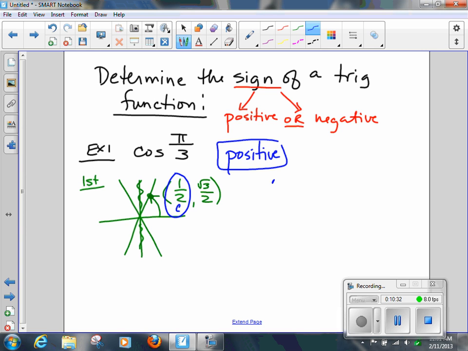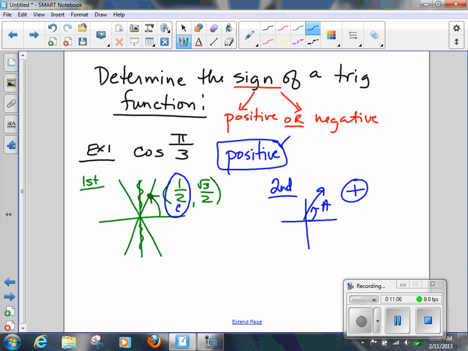Second way you can do this, some of you are literally going to think this in the air. You're going to think this in your head. But you're going to go, well, pi over 3 is here. That's all, so it's positive. That's all you're going to do. And you're not even going to write that down. You're going to think that. Okay? You can draw it. You can think it. As long as you get the right answer in the end, that's all I care about. Okay? But that's two different ways to approach this problem.